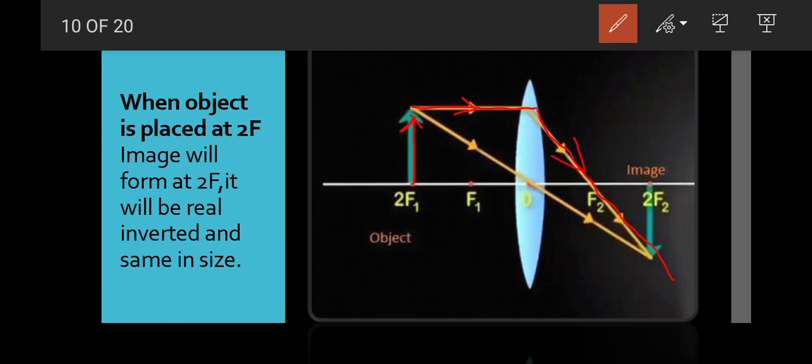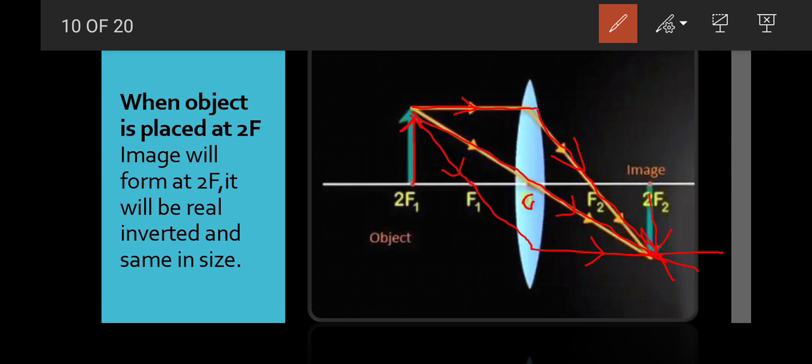Second ray, you have to draw passing from the optical center undeviated. Don't get confused from this O, it is actually C. So you have to extend it up to this point where it meets the first refracted ray. Third one, you have to draw like this, passing from the principal focus, touching the lens. After refraction, it will be parallel to the principal axis and it will meet the first 2 refracted rays at a single point. Here the image is formed.